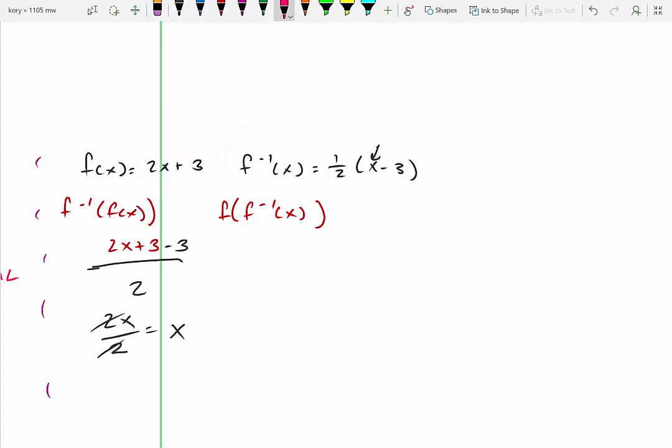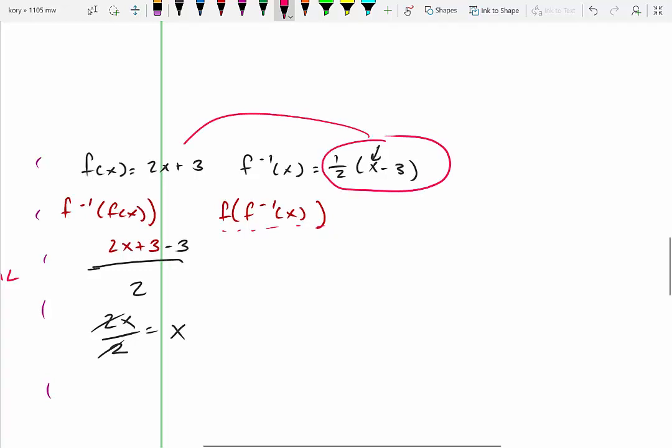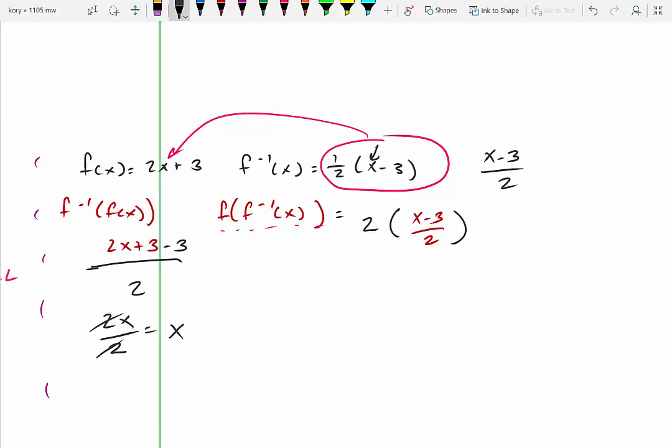Are we okay so far? Still doing okay? All right. So now we need to check the second one. That one right here. So we're going to put the inverse inside of the function. And the inverse I'm going to use is x minus 3 over 2 because it's just easier to use that. So we plug it in. We have 2x. So 2 times x, which is the x minus 3 over 2. And that's all plus 3.